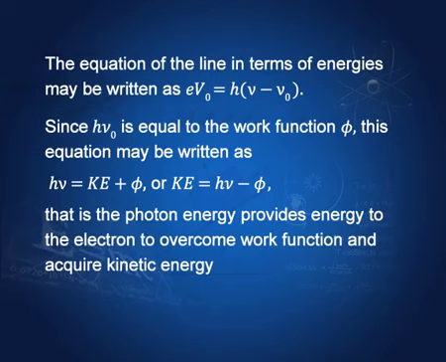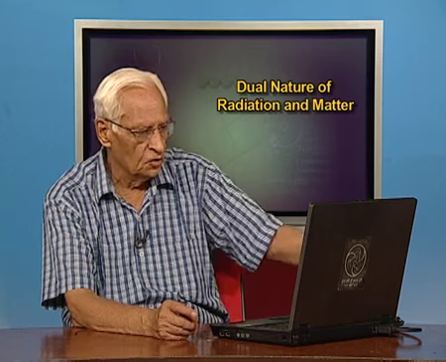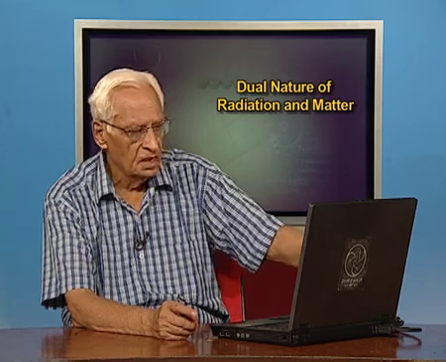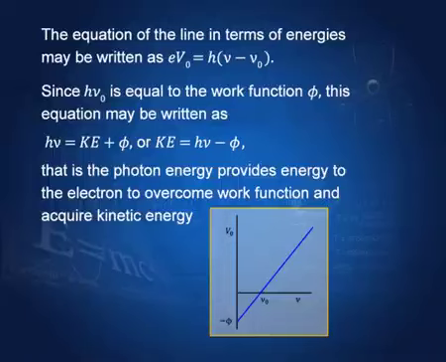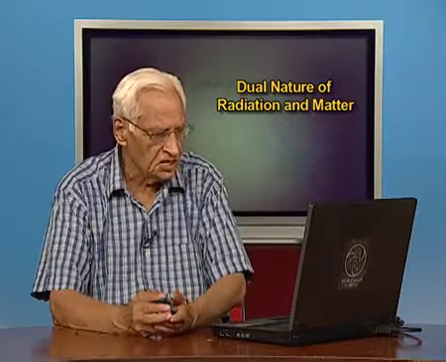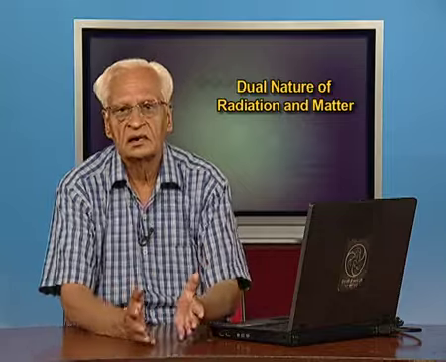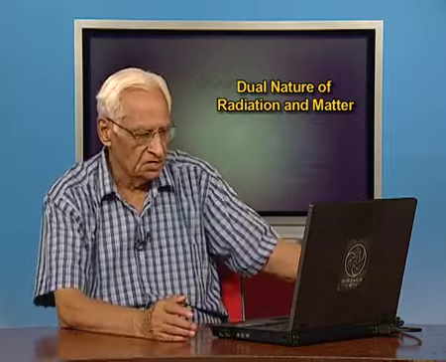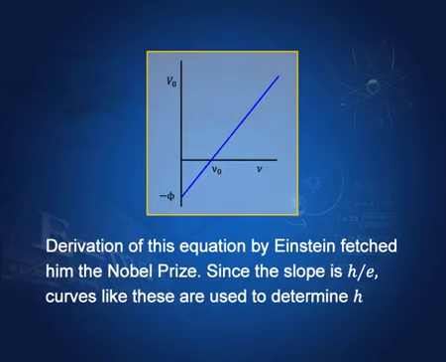You remember that stopping potential measures the maximum kinetic energy of the photoelectrons. Therefore, we write this equation as h nu equal to kinetic energy plus the work function, or the kinetic energy that the electrons get is equal to the energy of the photon minus the work function. That is, the photon energy provides energy to the electron to overcome the work function and acquire kinetic energy, so that the electron is able to reach the anode. And it was the derivation of this equation that fetched Einstein the Nobel Prize.